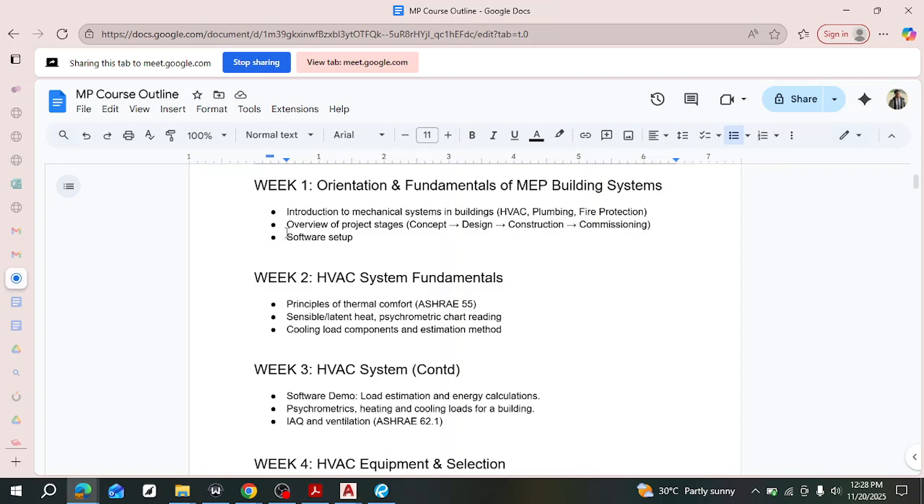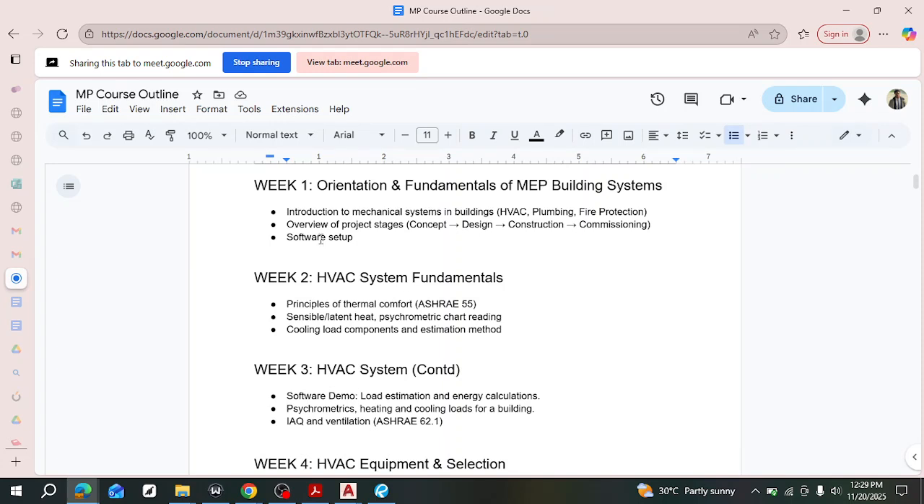So you already know how to use AutoCAD, yes? Okay. What about Revit? Yeah. Okay. Basically, you know some basic things about it. I will talk about it as time passes, obviously.